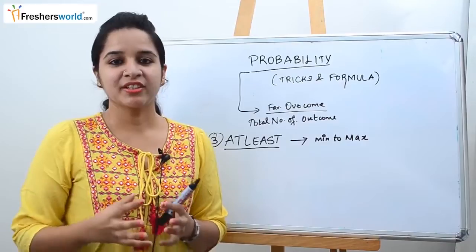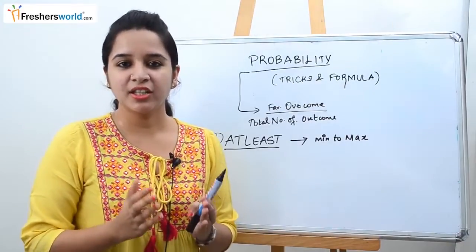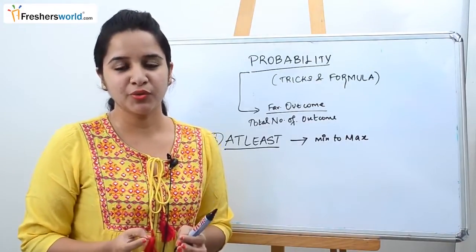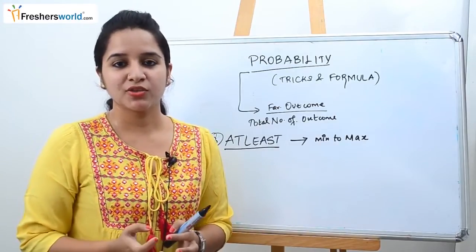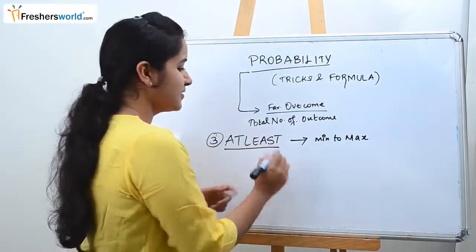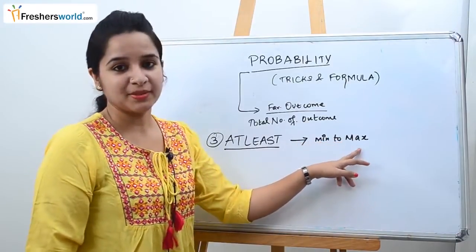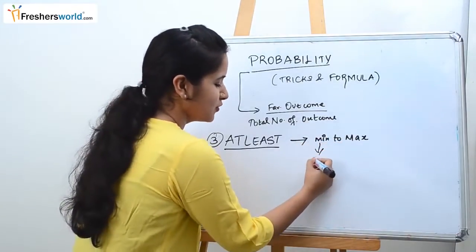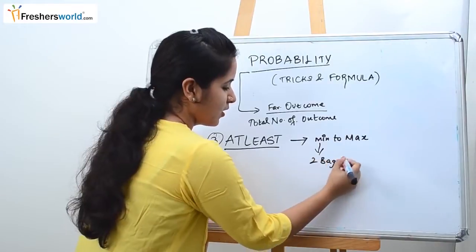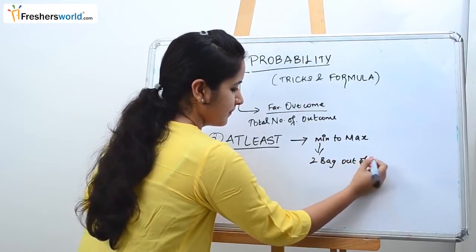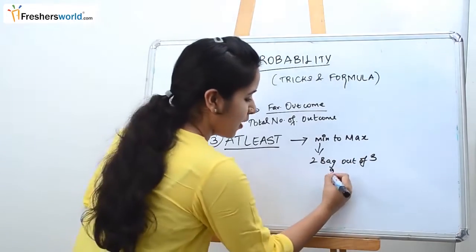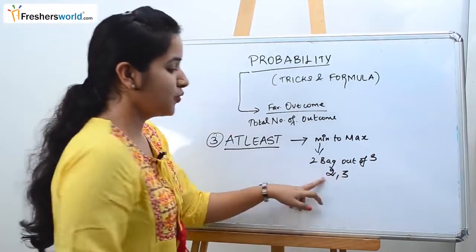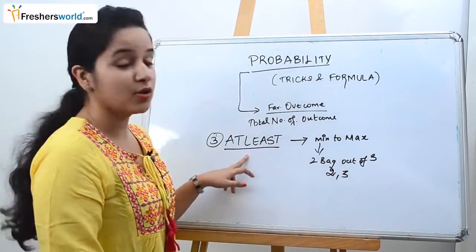Let's say a question asks: you have 3 bags, out of which you need to choose at least 2 bags. It says at least, which means minimum to maximum. So minimum you have to choose 2 bags out of 3. The minimum is 2, the maximum is 3. So the various probabilities that you have to calculate are for 2 and 3. So this is the meaning of at least.